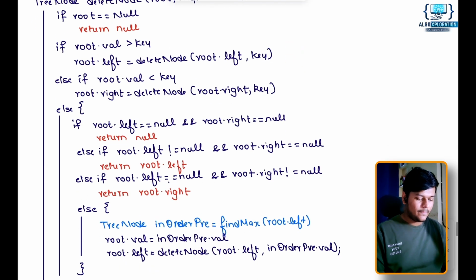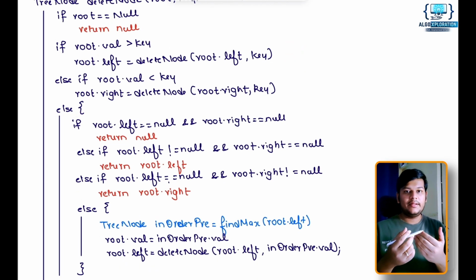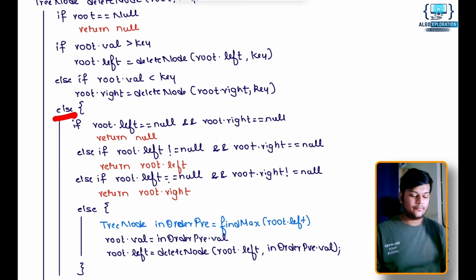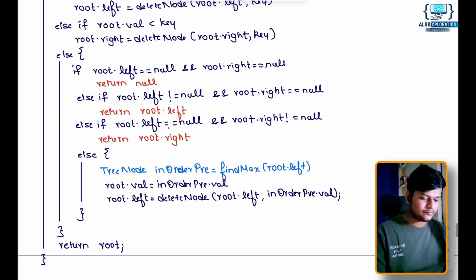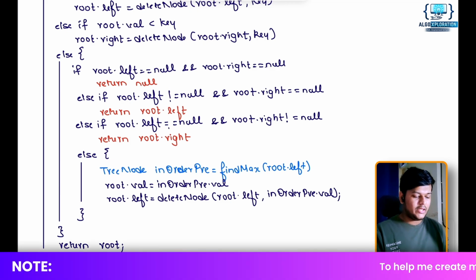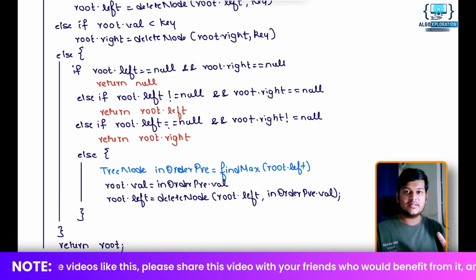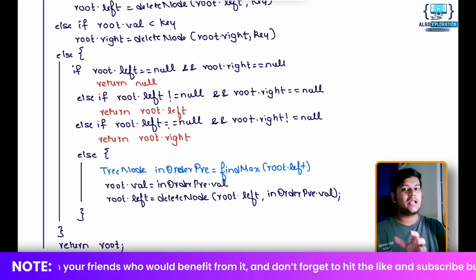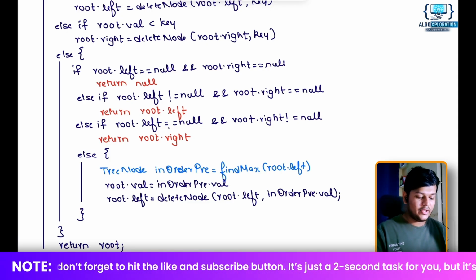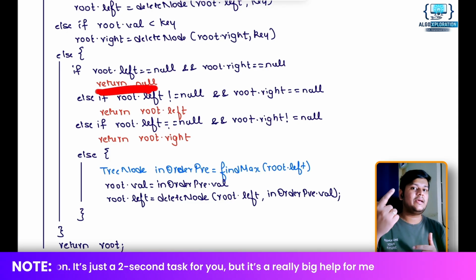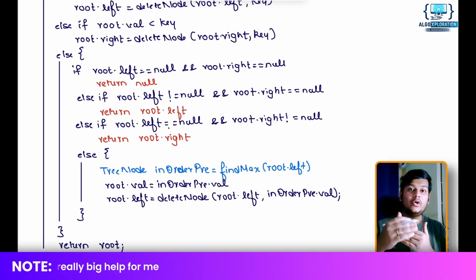Now here comes the case where the value that we want to delete is matching, so the else part. Now see, focus over here. If root.left is null and root.right is also null, what does that mean? It means that the node doesn't have any children. So over here we are returning null to its parent.